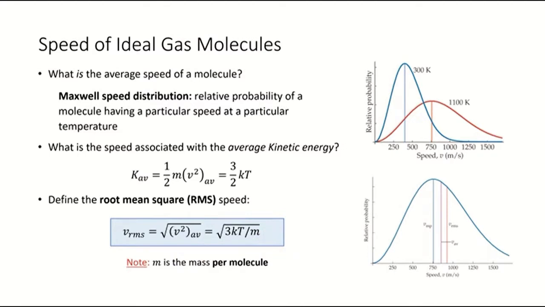Looking at our plot over here, we can see that this root mean square speed is plotted as well. It's a little bit higher than the average speed. That's going to be true in general, not just in this particular plot. And both of those are higher in general than the most probable speed.